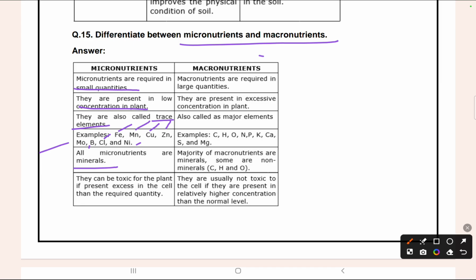Then macronutrients are required in large quantities. They are present in high concentration in plants. They are also called major elements. For example, carbon, hydrogen, oxygen, nitrogen, phosphorus, potassium, calcium, sulfur and magnesium. The majority of macronutrients are minerals. Some are non-minerals such as carbon, hydrogen and oxygen. They are usually not toxic to the cell if present in relatively higher concentration than the normal level.